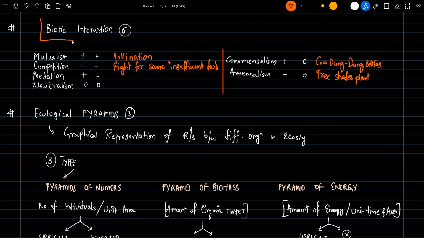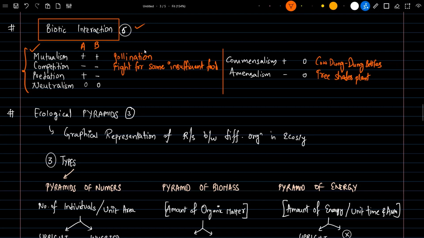Interactions. This is the most important and most asked question. So biotic interactions are majorly of six types. Let's understand what mutualism is. The word itself says mutualism: both will be benefited. So if there is some organism or species, species A and species B, and both the species get benefited, then it is called mutualism.